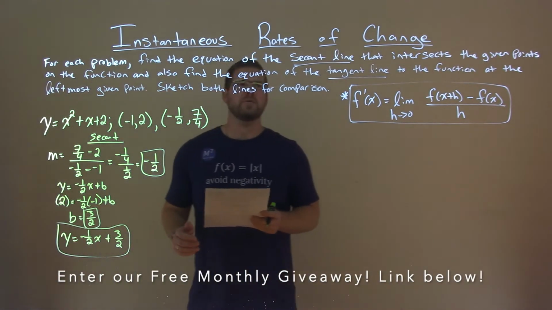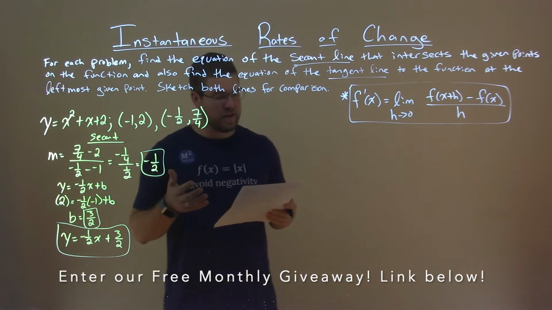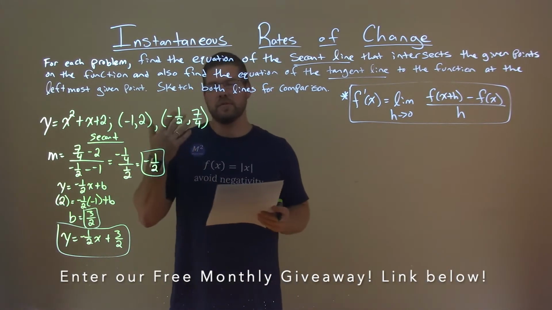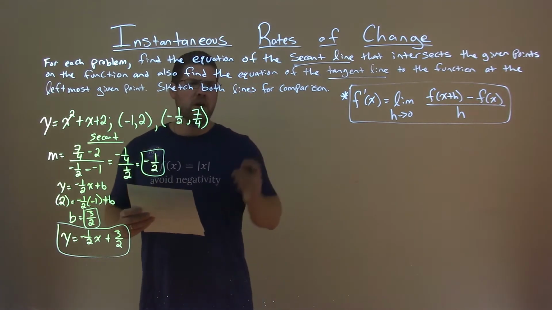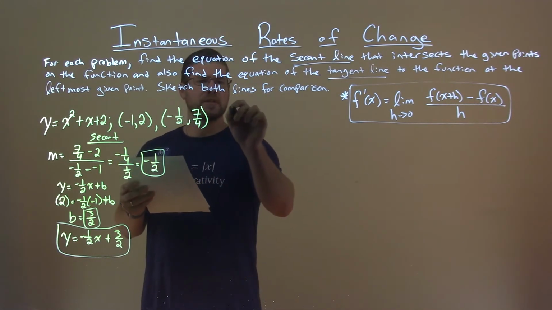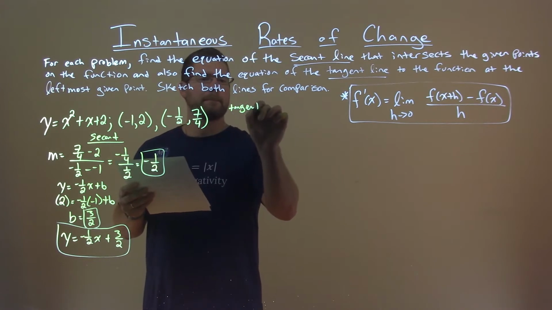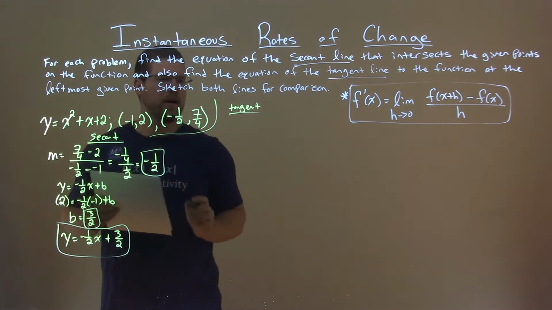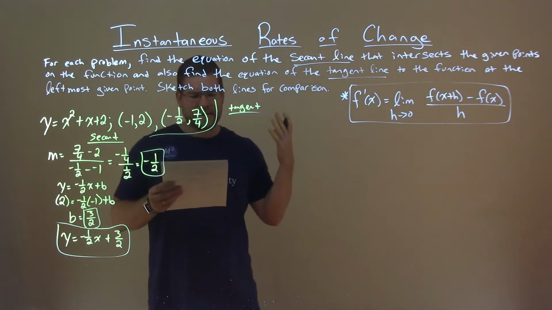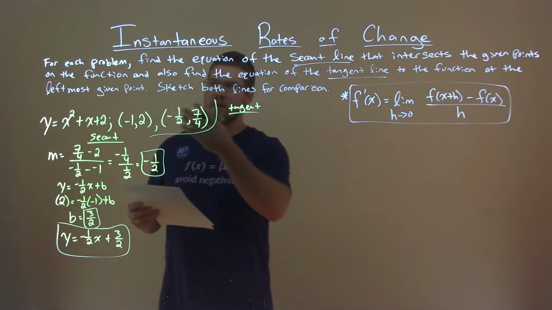Now we want to find the equation of the tangent line, and we're going to use our definition of the derivative to help us out there. So it's going to take some work here. So right here, let's go with the tangent line. Right here. And our first step, let me kind of mark that off. First step, we want to find the derivative of our function.